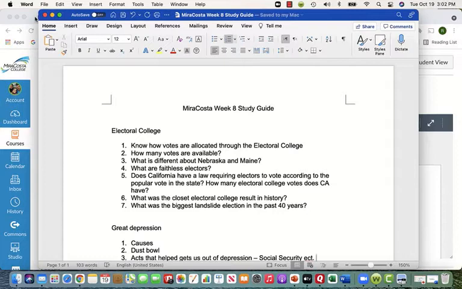Know how Maine and Nebraska are different in that their electoral college votes are set up based off of the person who wins the popular vote. Gets two electoral college votes, and whoever wins the remaining districts gets 1 electoral college vote each. Because remember, it's split up into districts.